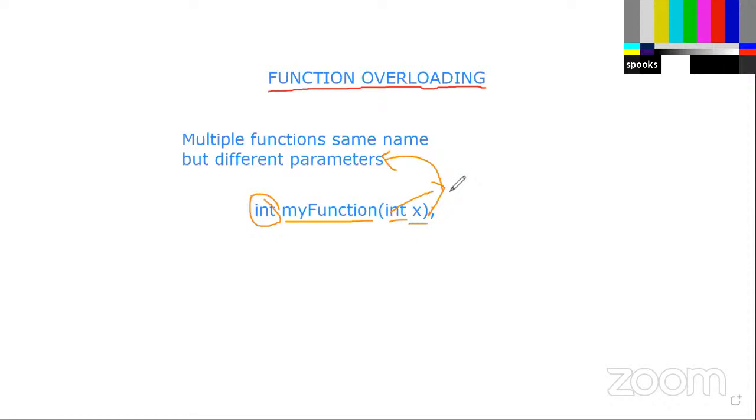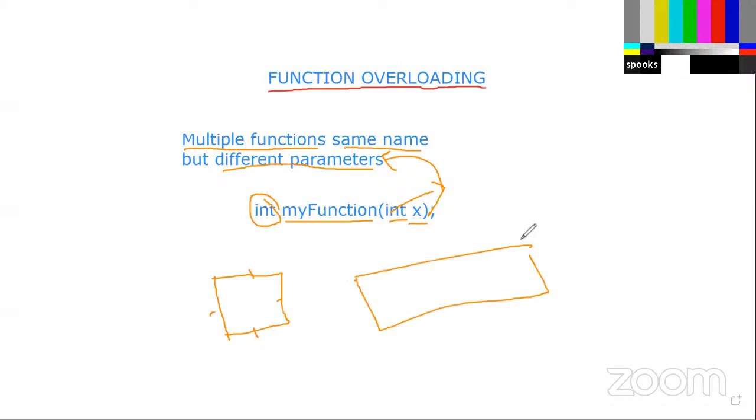So when we're talking about function overloading, we are trying to say we can have multiple functions, and these multiple functions can have the same name but different parameters, right? For example, when we are talking about area, we can say we want a function that will calculate the area of a square. We all know that all sides of a square are equal, right? Then we also want to calculate the area of a rectangle. We all know that this side and this side are equal, and this side and this side are also equal.